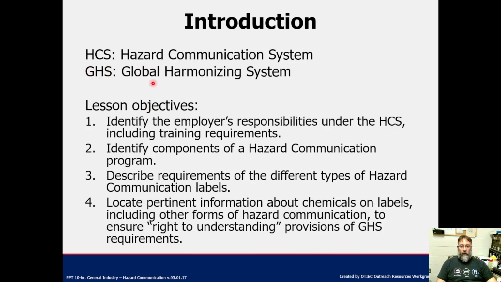So, a couple of keywords and a couple of spots in this module, you'll see the abbreviation. So, slide one, if you wanted to go back, it's the HCS, the Hazard Communication System, and the GHS, the Global Harmonizing System. So we'll see those acronyms or those abbreviations periodically throughout here. So that's what they are.